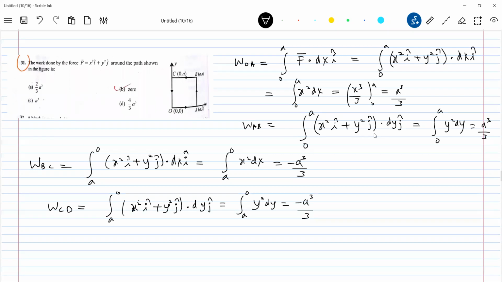Net work done will go for it. Net work done, WAB, WOA. I think CO, no, it is here. It's equal to 0, no? So therefore, what is net work done in a closed path? OAB, OABCO is a closed path.